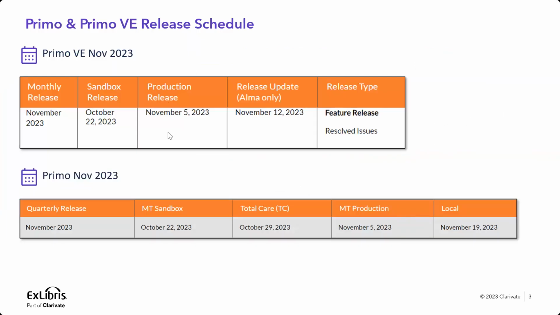Just before we go into each one of those, let's see the release rollout. The release was made available for you on the sandbox on October 22, this Sunday, and will be available for production on November 5th. This is for the Primo VE schedule. You can also see that the Primo back office is also available on the sandbox. Local customers will get it on November 19.